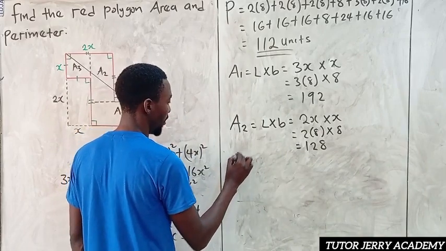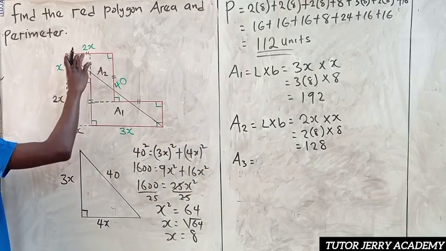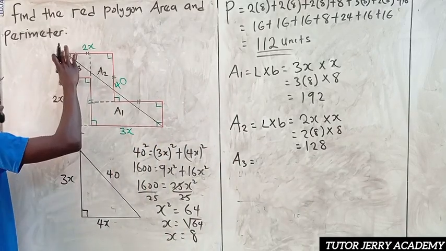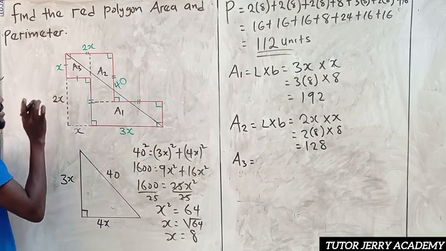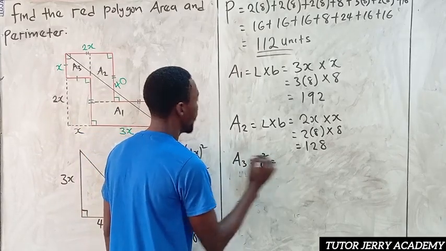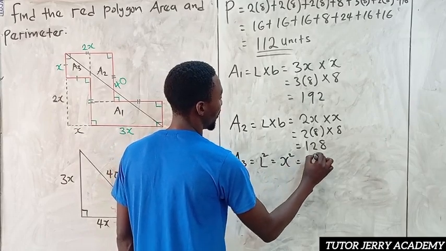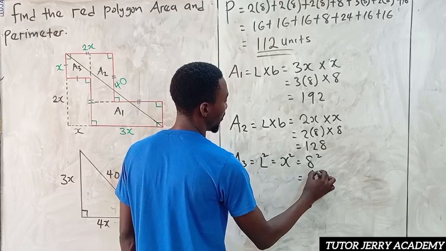Our A3 is nothing but, this is going to be a square. You can see this side here is the same thing as this side. And the area of a square is just L square. So it's nothing but s. It's going to be s square. So it's going to be 8 square, which is going to give us 64.